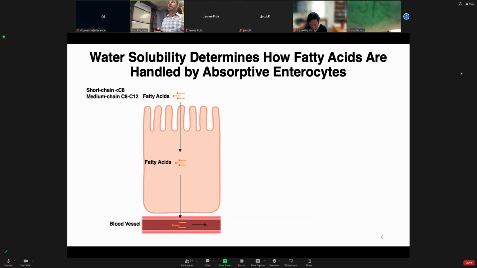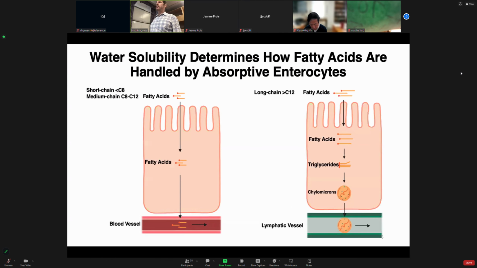In the lumen, and this can be produced by microbes in your gut, for instance, these short-chain fatty acids can actually just diffuse straight through the absorptive enterocyte, and they enter the basal side of the cell, where the blood vessels are, and go directly into the bloodstream. And this is in stark contrast to the long-chain fatty acids.